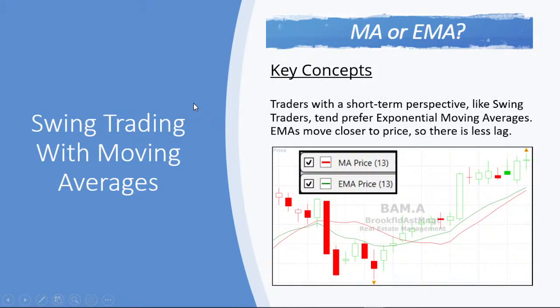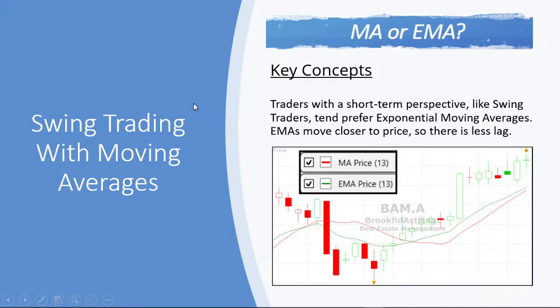So here are some key concepts. Right at the top, the header there says MA or EMA, meaning a simple moving average or an exponential moving average. Which one should you use? Traders with a short-term perspective, like swing traders. So what we mean by short-term perspective is, your desired holding period is anywhere from days to weeks. Okay? An investor or a position trader, their desired holding period is weeks to months, if not longer. So we're really going to focus today on swing trading, especially with the EMA Squeeze swing trading technique.